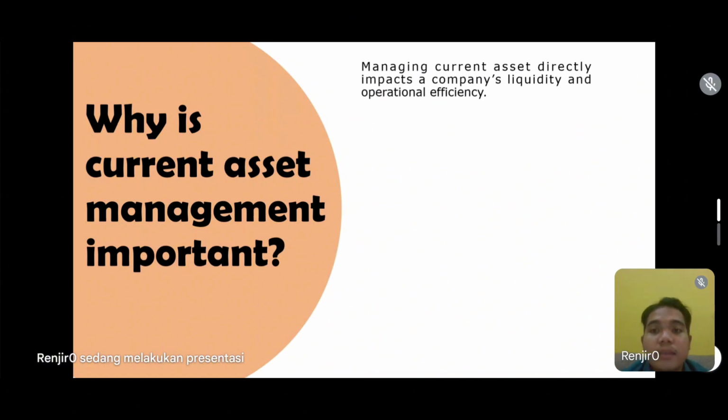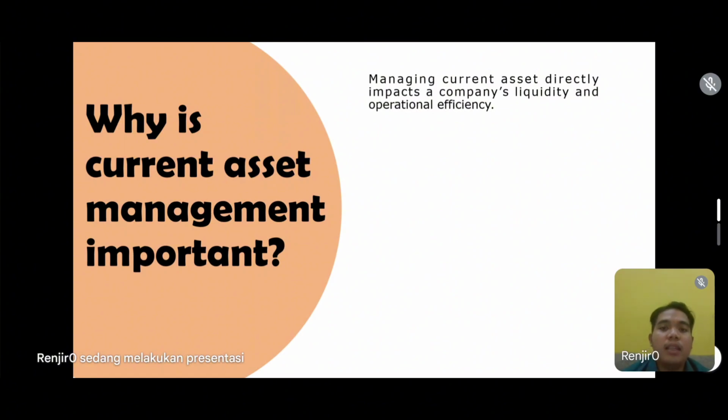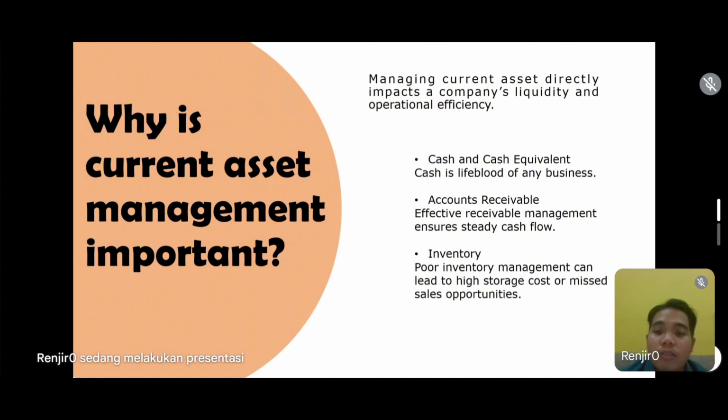Why is current assets management important? Managing current assets directly impacts a company's liquidity and operational efficiency. Cash and cash equivalents: I believe some of you have heard before, maybe on social media or from financial expert influencers, that cash is the lifeblood of any business, which is true. Without enough liquidity, companies might struggle to pay employees or suppliers. Then, accounts receivable. Effective receivable management ensures steady cash flows. Last is inventories. Poor inventory management can lead to high storage costs or missed sales opportunities.